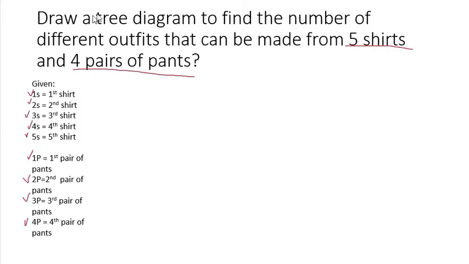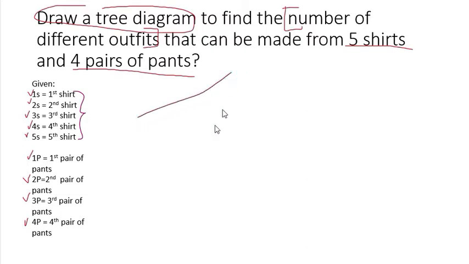As per instruction, we need to draw a tree diagram to find the number of different outfits. The tree diagram is very important so that we can identify the entire sample space we have. To do that, the first thing you do is to check your first variable. Your first variable here is the shirts. How many do we have? We have 5. Therefore you need to make 5 main branches. You need to make sure that there is enough space. You need to make 5 lines.